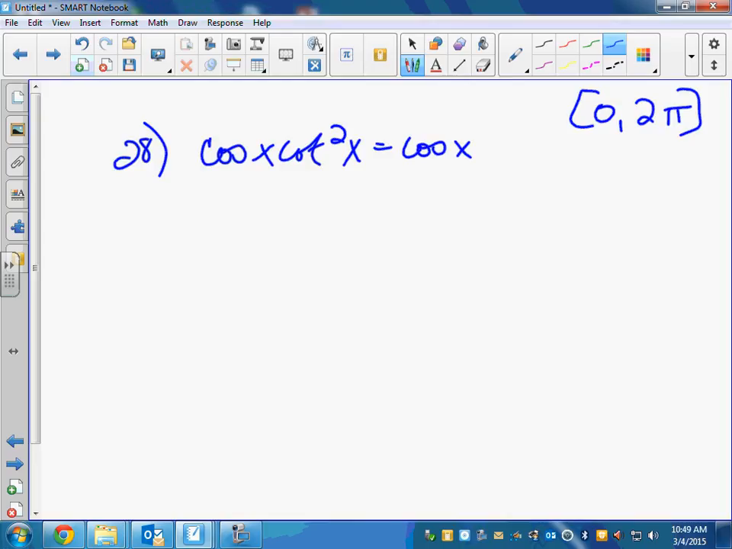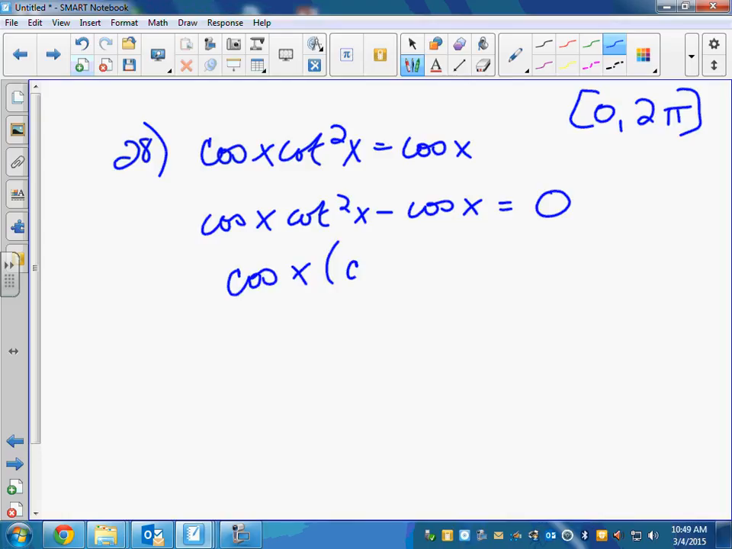So first of all, remember when you're solving equations, you don't want to divide by a trig function, because if you divide by a trig function, you're going to lose out on this answer. So you never want to divide. Good strategy is get it equal to 0 and try to factor. So on this one, you would want to subtract cosine over, and then you see that we could factor a cosine out in front. And we'd have cotangent squared x minus 1 equals 0.